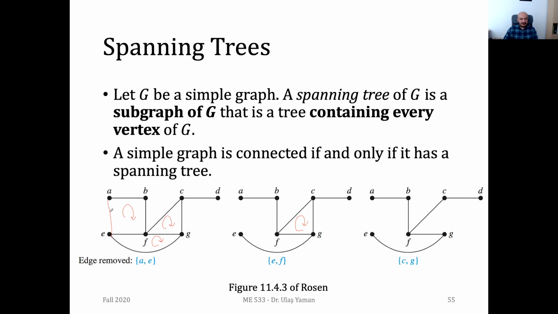Here you see this first one is removed, and then we remove EF here, and then lastly remove GF, so that we don't have any circuits in our connected graph. As you see, it's still connected, but we don't have any circuits, and we are visiting all the vertices. So I can say that this is a spanning tree of the given graph G.